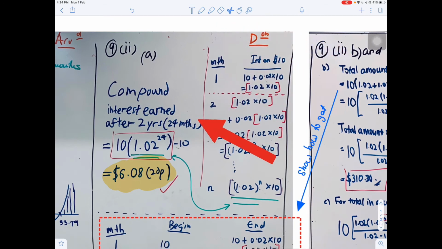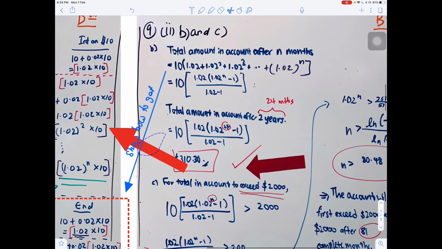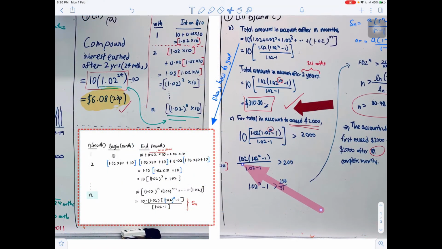Now we go to 9 part 2. We are looking at the total amount of savings after n months. So now we are not looking at only the interest from the original $10. We want to look at the total amount of money saved in the account after n months. Let's show how we can obtain the sum of the savings after n months, which is this series. So how can we come up with this series and therefore use the GP formula to finalize the answer after 24 months, that is 2 years? We need to show working for this part.